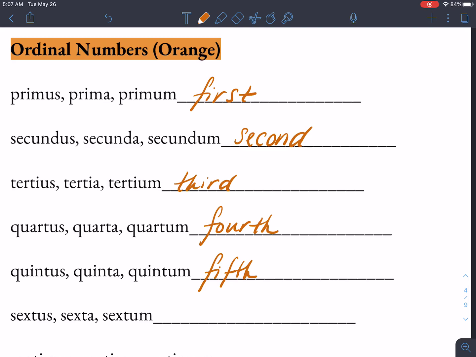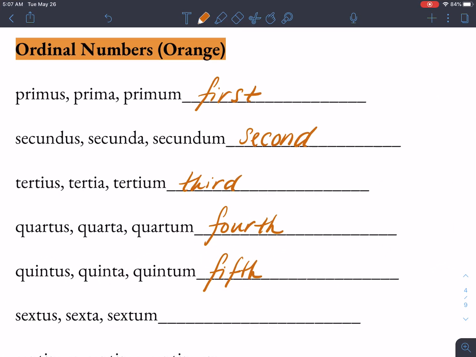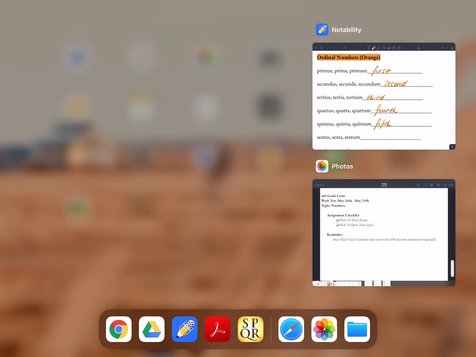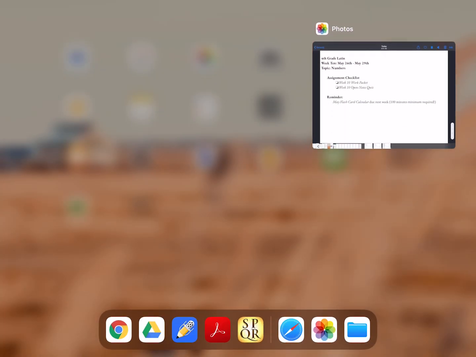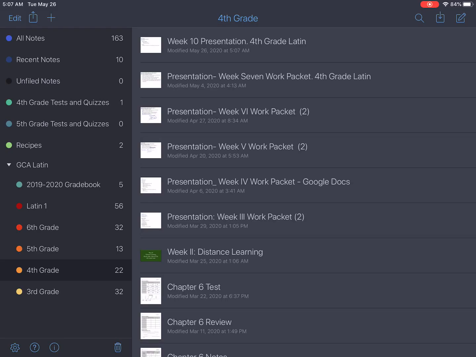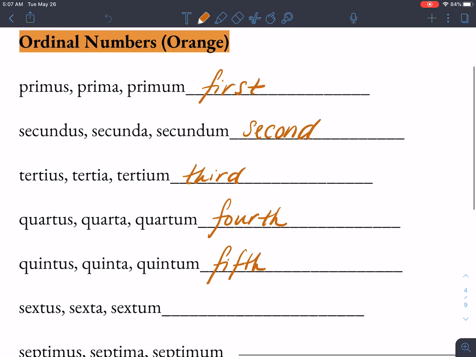Oh, why is it doing this? Hang on, guys. It is not responding. I hate when it does this. Okay. No? Alright, looks like we're going to have to close out and go back in. There we go.